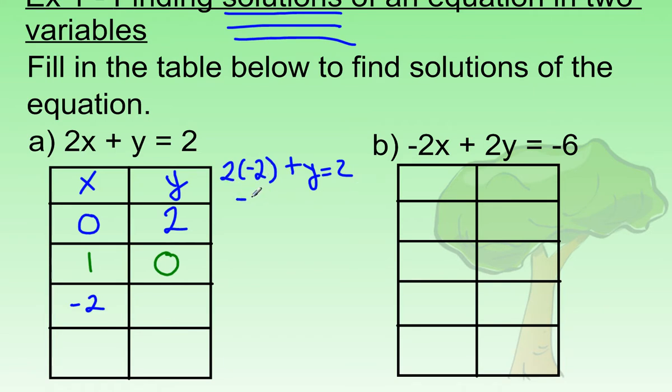2 times negative 2 is negative 4. The way we get rid of a negative 4 is by adding 4. y equals 6. There we go. So if the x value is negative 2, the y value has to be 6 in order for the original equation to be true.